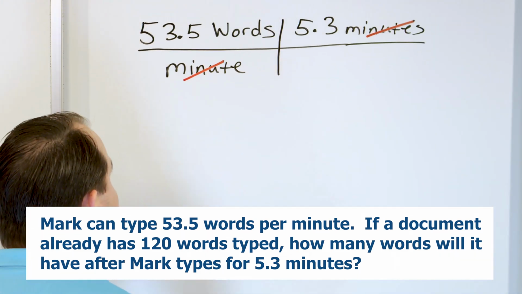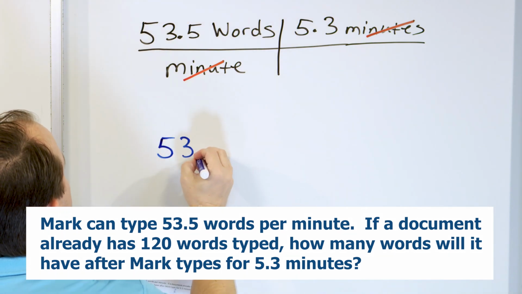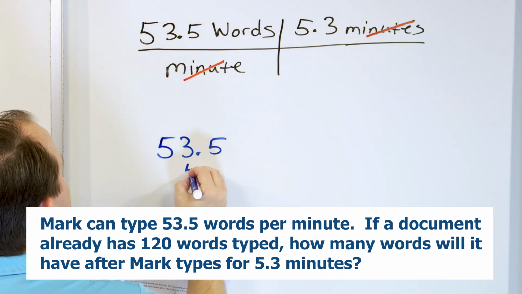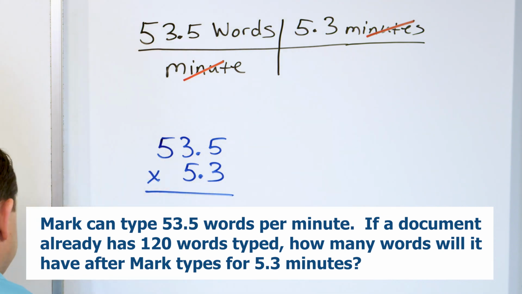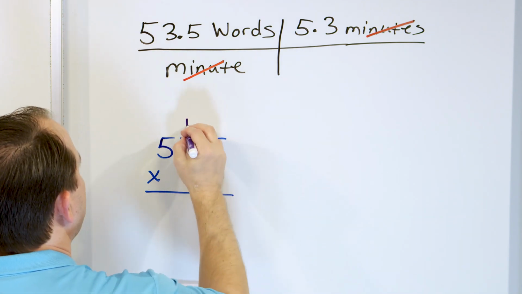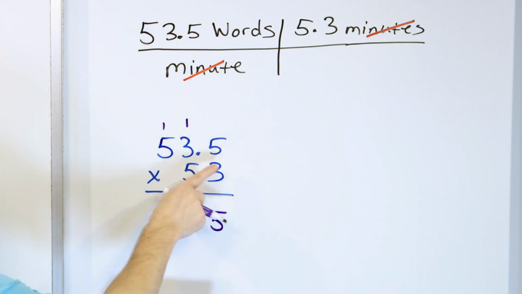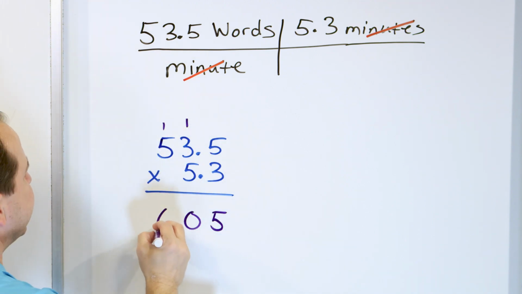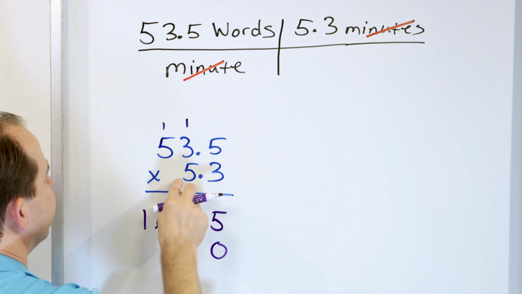So the first thing we need to do is take 53.5, multiply by 5.3. And then we go and crank through it. What do we get? We have 3 times 5 is 15, carry the 1. 3 times 3 is 9. 1 more is 10, carry the 1. 3 times 5 is 15. 1 more is 16. So there we go. We're going to multiply by the 5. We drop a 0. 5 times 5.